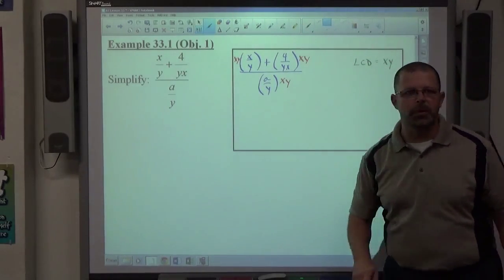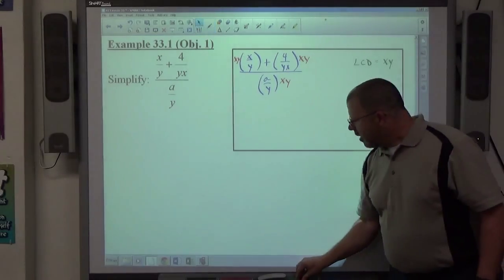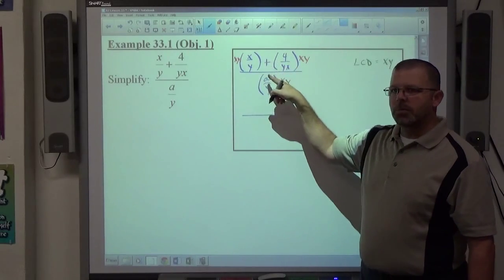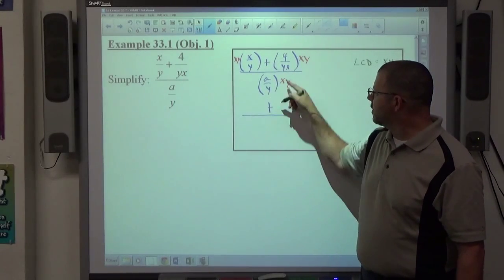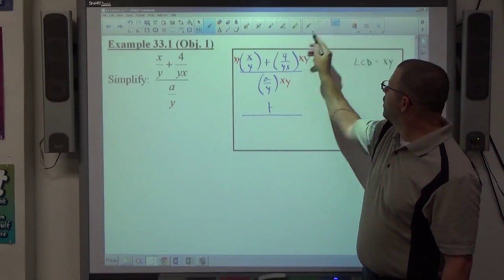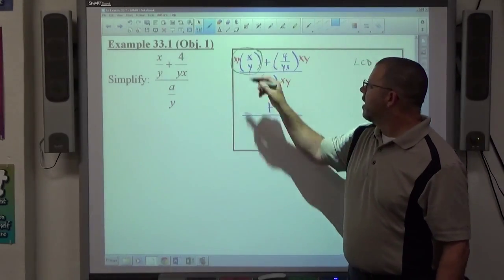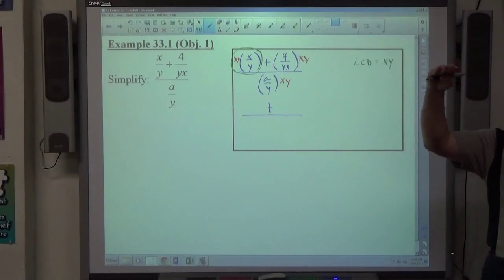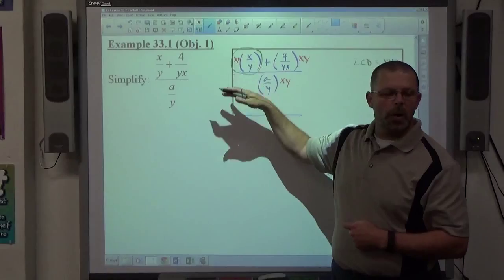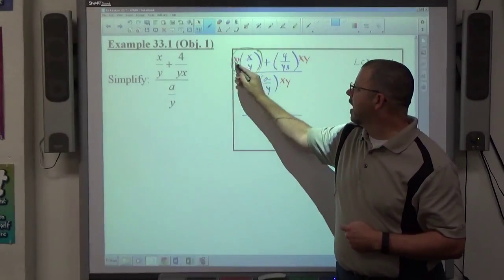xy is being multiplied by all three pieces. The resulting term for each one is going to have the same structure of the original problem. So we have something plus something over something. All right? If I do this multiplication first, the least common denominator is a whole number structure being multiplied by a fraction.